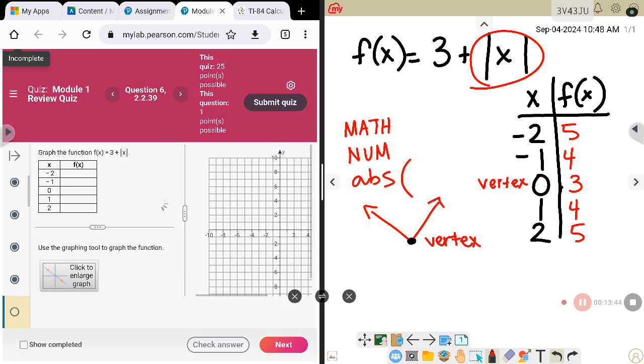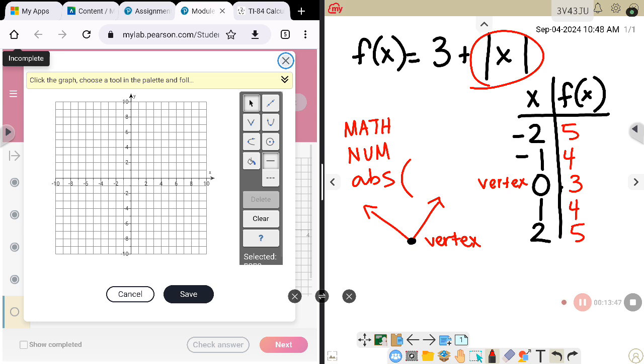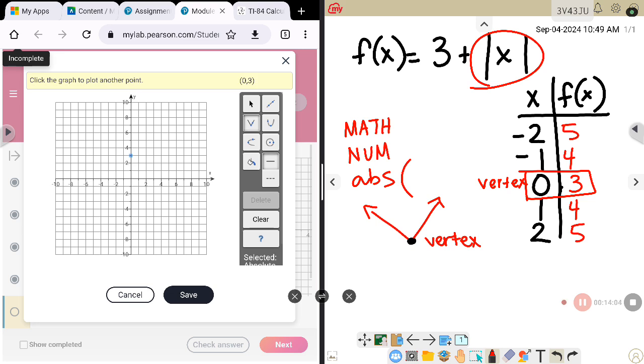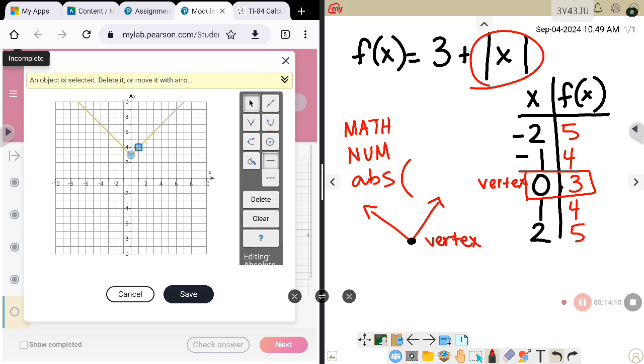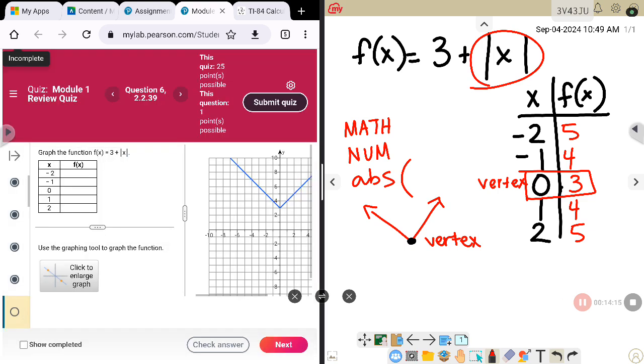Click to enlarge the graph. Remember, it's the V shape, so I'm going to click this. And in that yellow rectangle, it even says, click the graph to plot the vertex. So I am plotting this point first. So left and right 0, up 3, and then I can plot any of the other points. So to the right 1, up 4 for the next point. And then save it and go to your next.